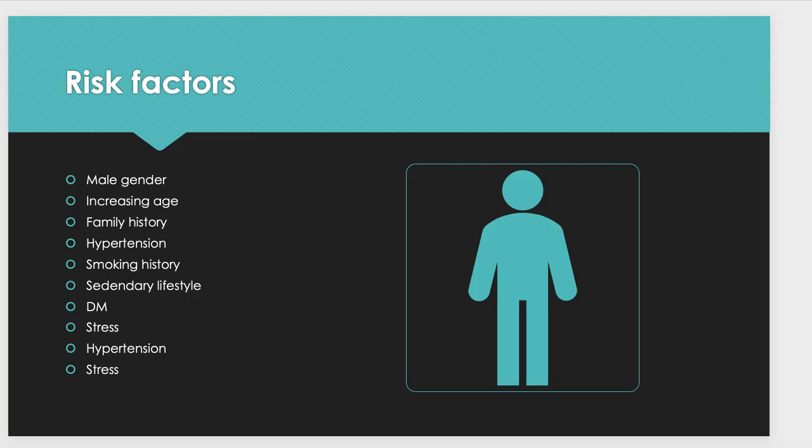These risk factors include male gender, increasing age, previous family history of coronary disease, especially in patients that have a family history of early onset, that's less than 60 years of age, patients that are hypertensive, smoking history, sedentary lifestyle, diabetics, stress, which is on there twice, and hypertension. That's how important it is.